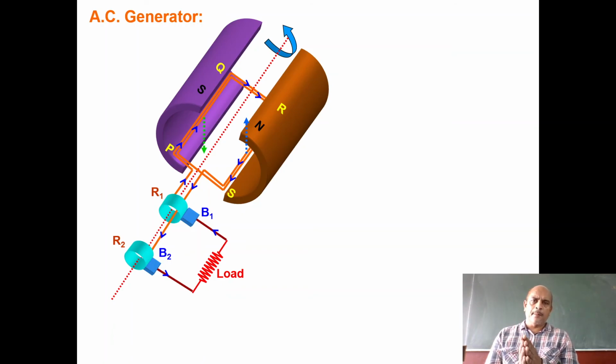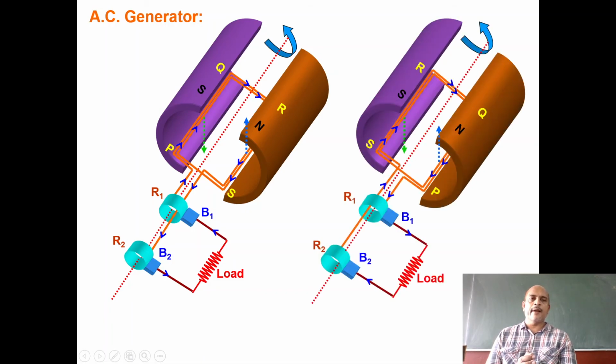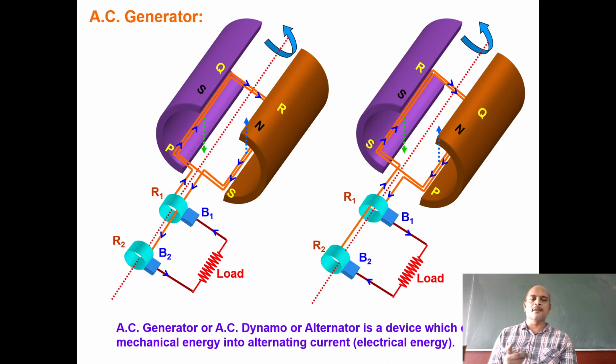So we find here that PQ and RS have opposite directions of motion, so they get opposite directions of current. In the loop, in PQ, current flows from P to Q. In RS, current flows from R to S. After a half turn it gets reversed. Again RS reaches the place of PQ, and PQ reaches the place of RS, but the direction of motion remains the same. So the direction of current we get is half the time positive and half the time negative.